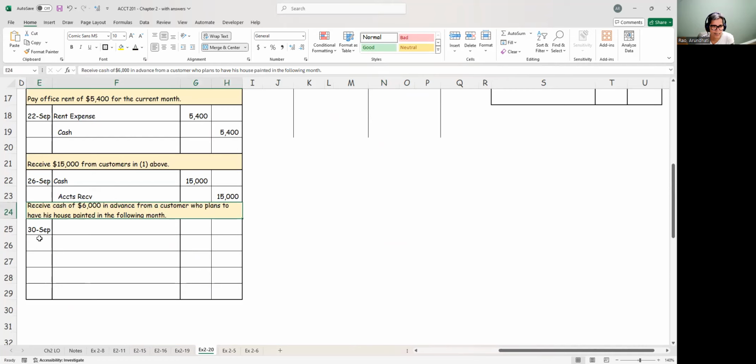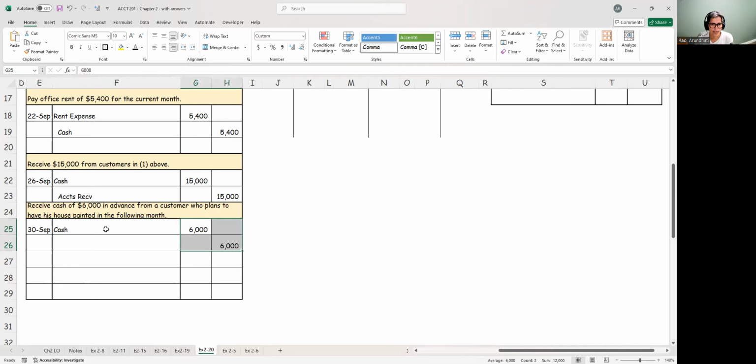And finally, the last transaction, I received cash $6,000 in advance from a customer who plans to have his house painted the following month. So on September 30th, I received cash. Cash is debit, and that amount is $6,000. I didn't do the work as yet. I will do it in the future, and when I do it, I can call it revenues. Right now, it is deferred revenues.